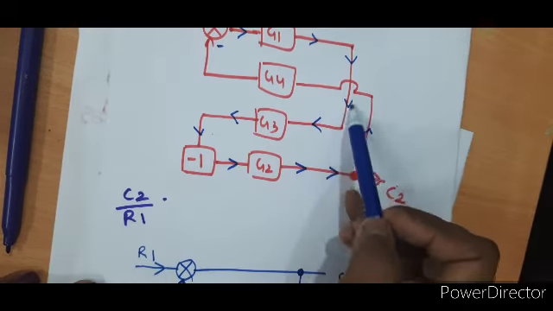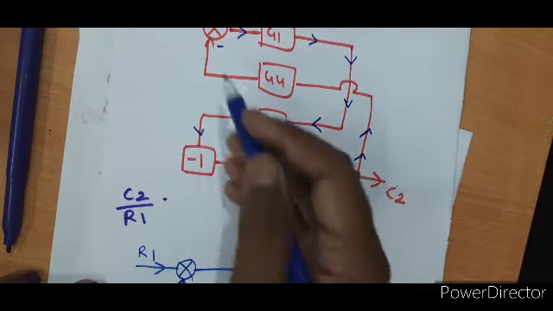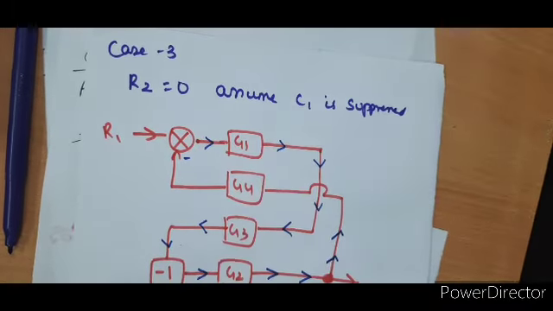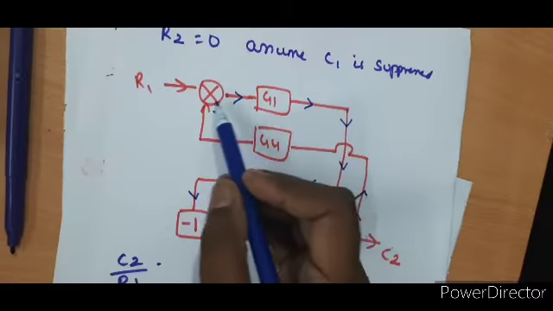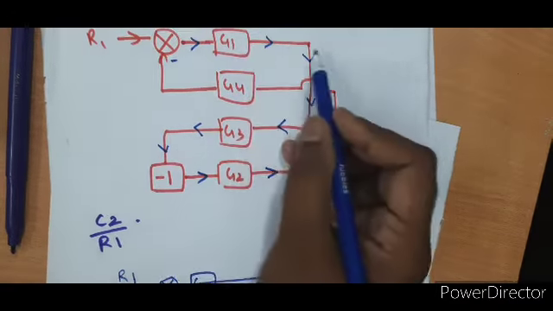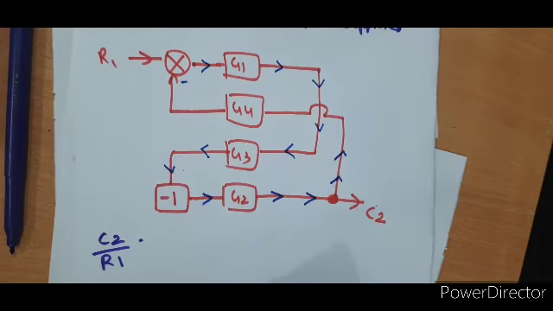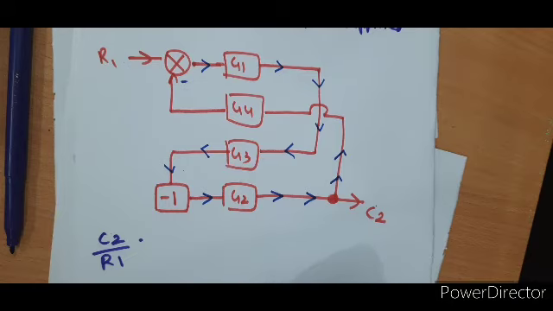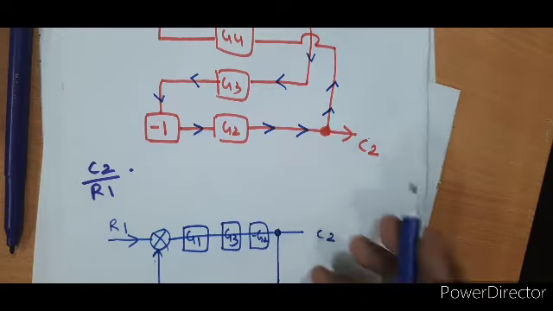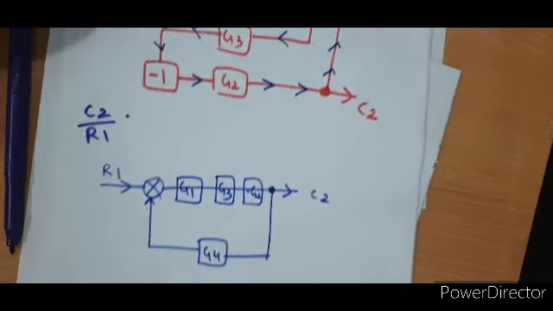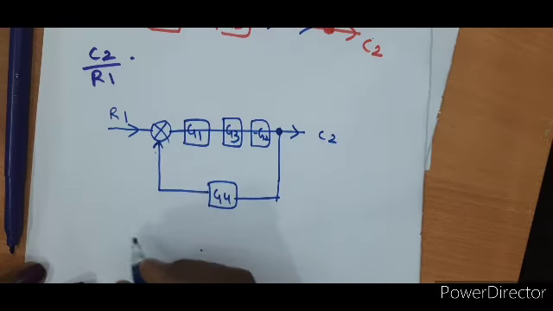See, now it is in the forward block. From the summing point I am tracing here. First, at the summing point, what do I have? I have G1. Then it travels and I have G3, then I have minus 1, and then I have G2, so I will write it as minus G2. Then it is coming to C2. Okay, this is how you have to trace which is in the forward path and which is in the reverse path.